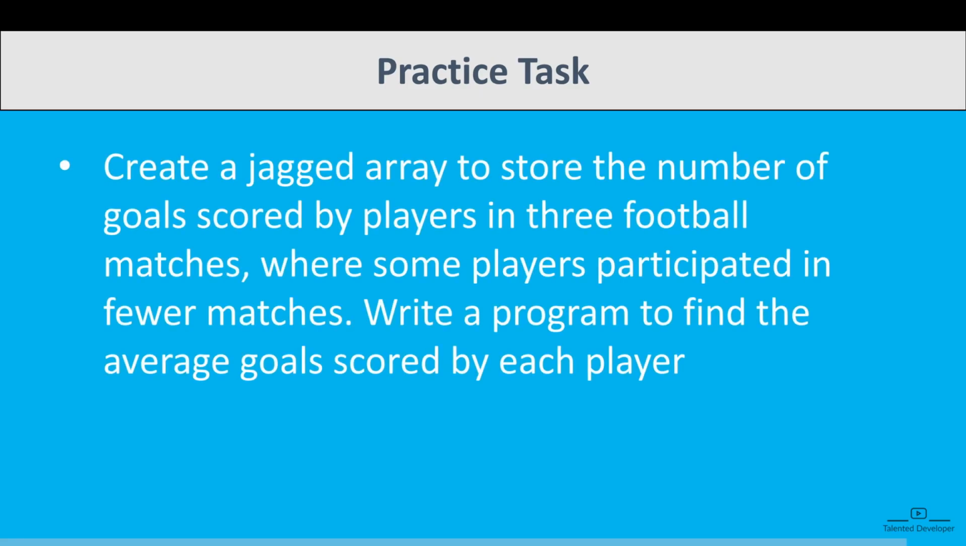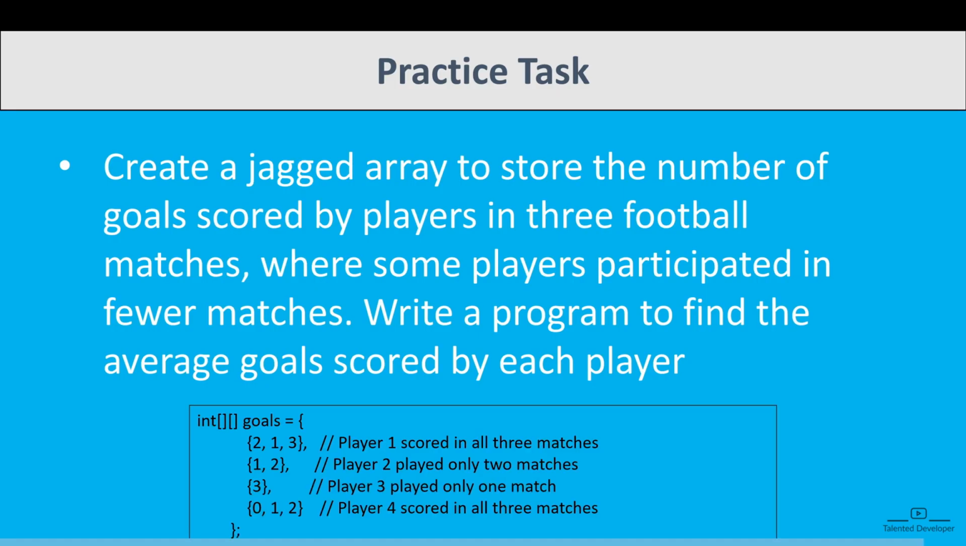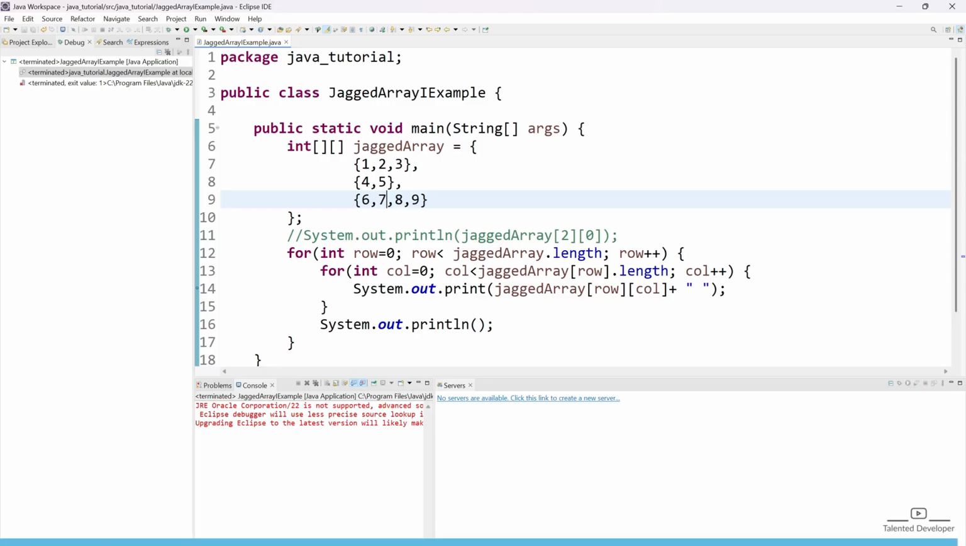So I'm giving one more task to you. Create a jagged array to store the number of goals scored by players in 3 football matches, where some players participated in fewer matches. Write a program to find the average goals scored by each player. I know this is a little bit difficult, but let's try to write your solution in the comments. So in the next video, we are going to learn about common array operations.